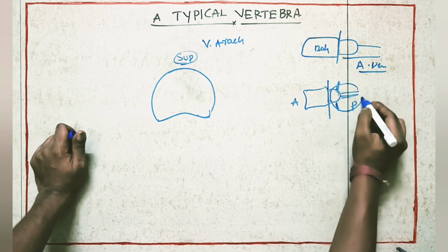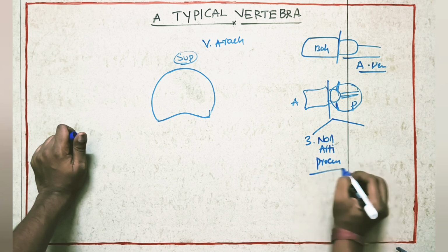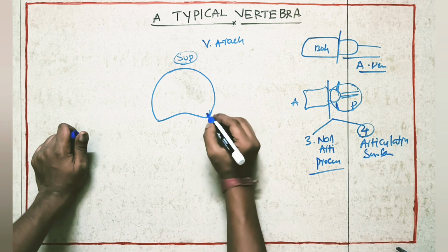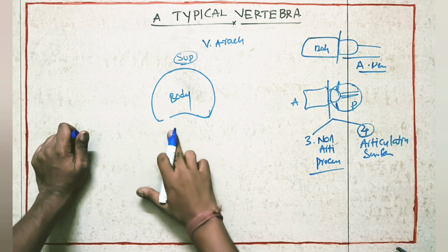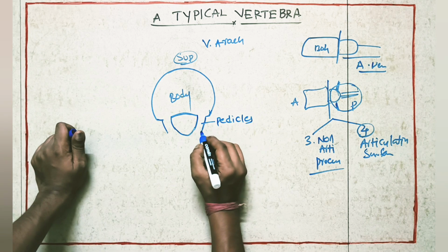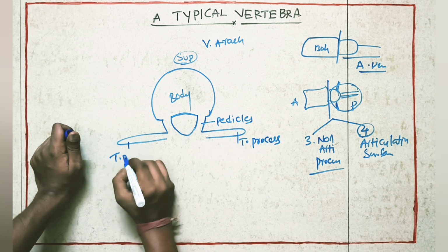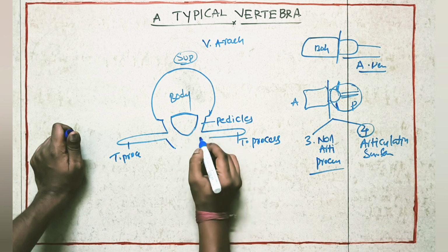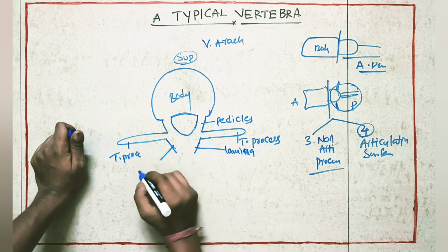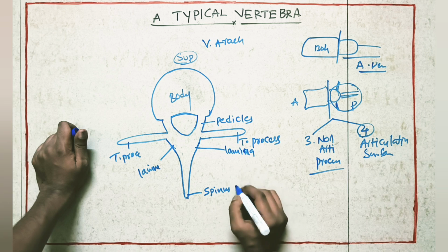The posterior structures are very different, because here we have three non-articulating processes and four articulating surfaces. First, this is the body. After that, the posterior portion begins with the pedicles. These are called the pedicles of the vertebra. These pedicles form the transverse processes, here and here also. After the transverse processes comes the lamina, this one and this one, the laminae of the vertebra. After the lamina, it forms the one spinous process of the vertebra.